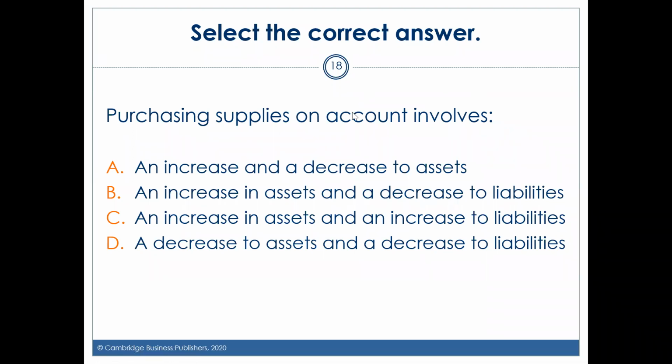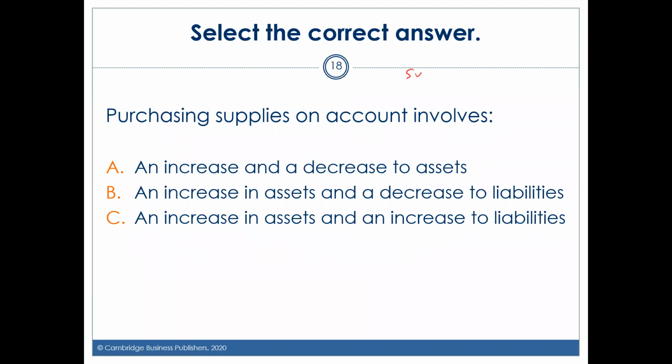Right, C. When you purchase supplies on account, you think to yourself, okay, what are the two accounts involved? Supplies and accounts payable. Supplies goes up or down. Does it increase or decrease? Supplies increases. Is supplies an asset, liability, or owner's equity? It's an asset. So assets increase. Accounts payable goes up or down?